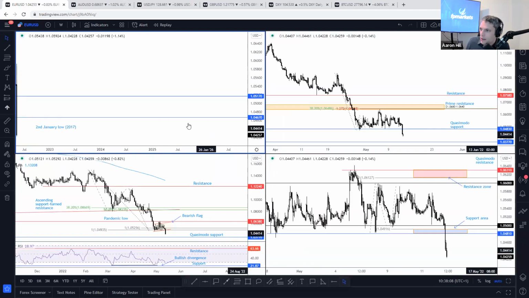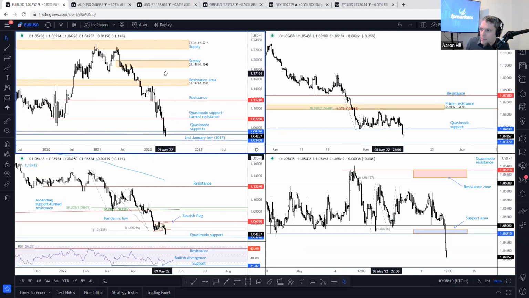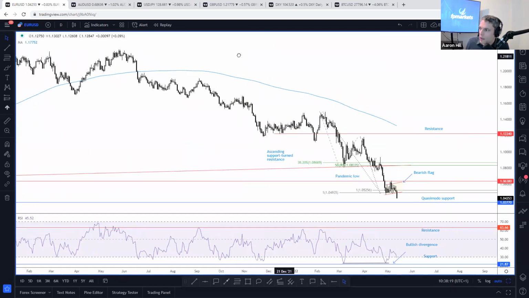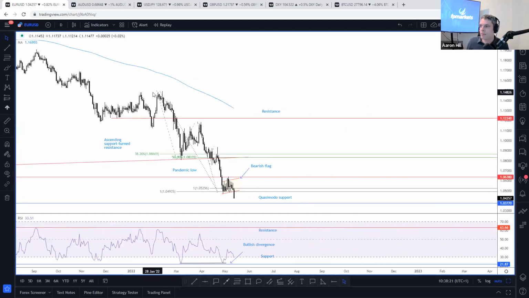But this is the weekly time frame, guys. Remember that. This is the weekly time frame, so there's only one time frame. Now, if you're a position trader, you may use the daily time frame for entry. Now, what have we got going on the daily time frame? I'm sure you can see we had a bearish flag form, and we've now broken out.